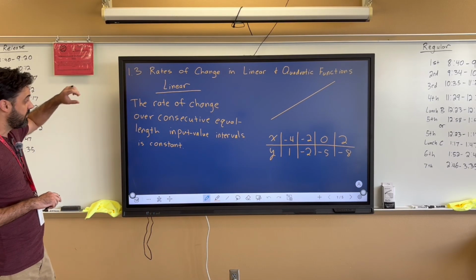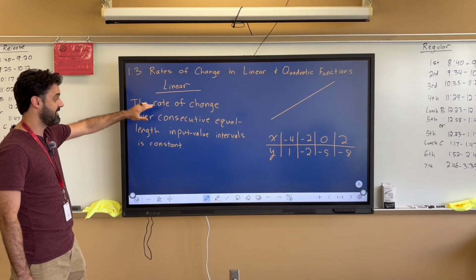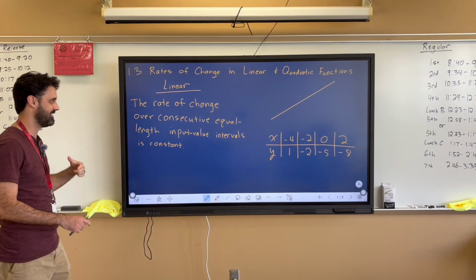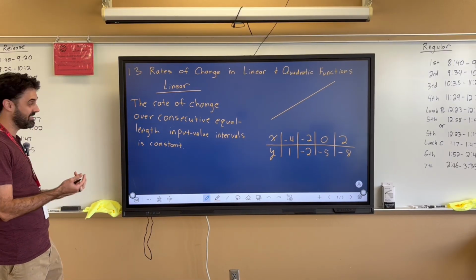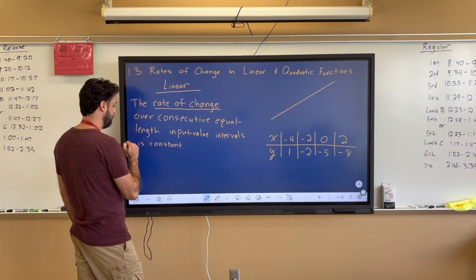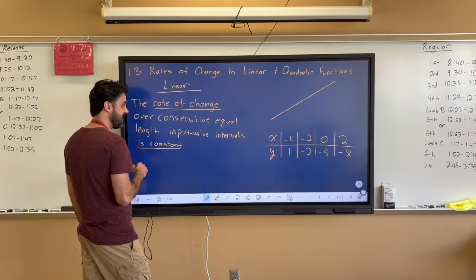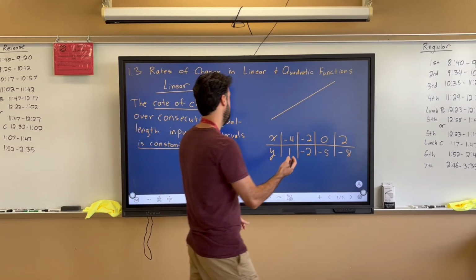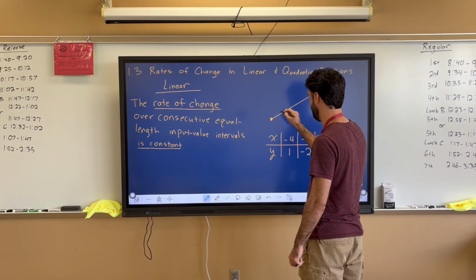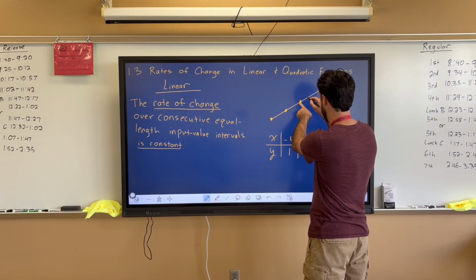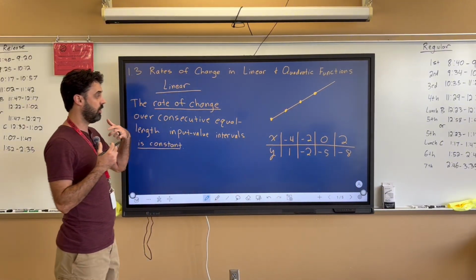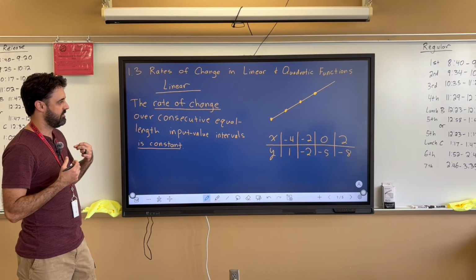It says this, that the rate of change over consecutive equal length input value intervals is constant. I know that's a lot of words. It's basically saying this, that the slope or the rate of change for a linear function is constant. It stays the same, right? So if I pick a point from here to here, the slope is the same. If I pick a point from here to here or there to there, the slope is not changing. The slope is constant. All right, so another way to look at this is if we have a table.